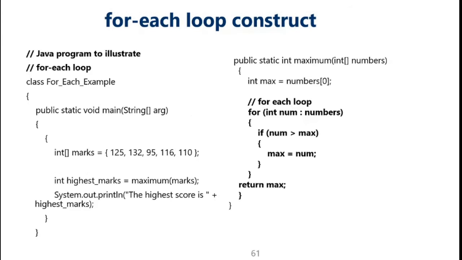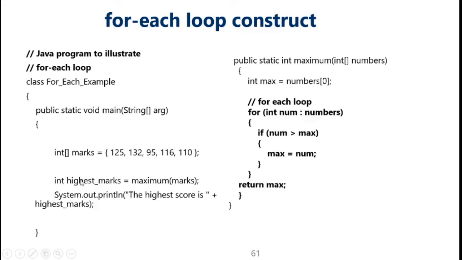Let us see the example of for each loop construct. Now in this example, there is a class ForEachExample. Inside the class there is a main function, and inside the main function we have declared one integer array. These are the values in the array: 125, 132, 95, 116 and 110. Now, how many values are there? There are 5 values. So this array size is 5.